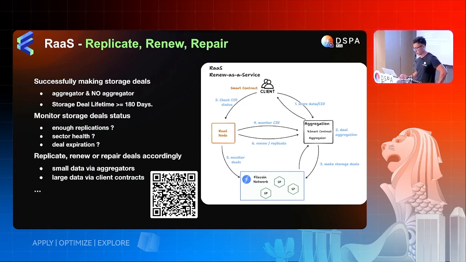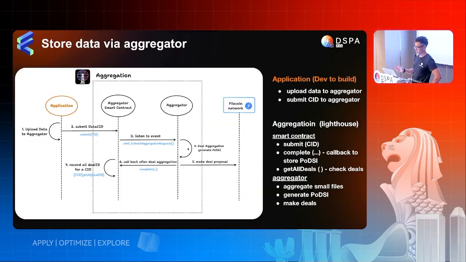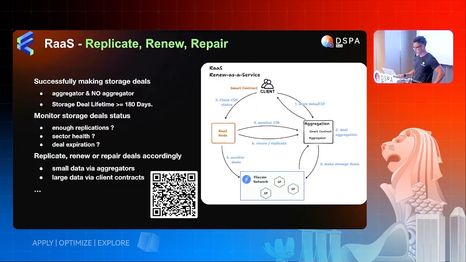through two components. One is the aggregation, which, like I mentioned earlier, is able to take the deal requests and aggregate them to send to the Filecoin network. The second part is the ROS part, which is able to monitor the network, the sector health, and the deal expiration, and then fix all these issues when that happens. And we are working with our partners to build a fully hosted ROS, which basically means the provider will be able to build the ROS node and aggregation all together and provide that service to clients to use.